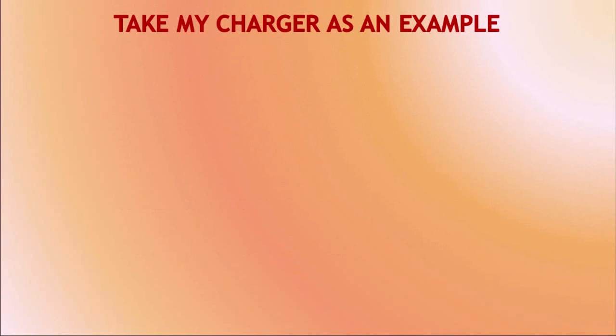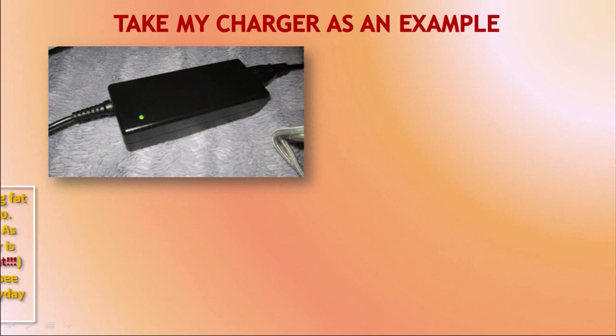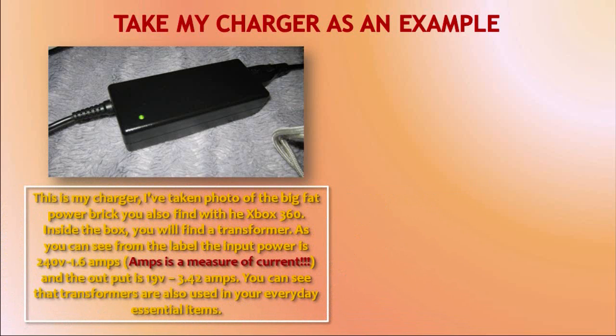Take my charger as an example. Here's my charger. I've taken a photo of the big fat power brick you will also find with the Xbox 360. Inside the box you'll find a transformer. As you can see from the label, the input power is 240 volts, 1.6 amperes. Amperes is a measure of current. And the output is 19 volts and 3.2 amperes.